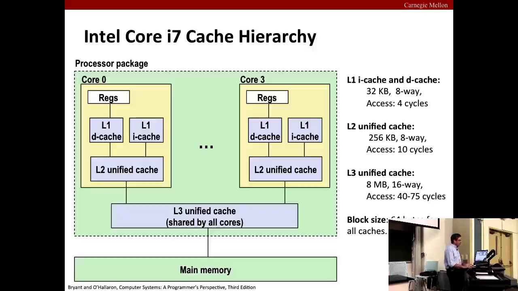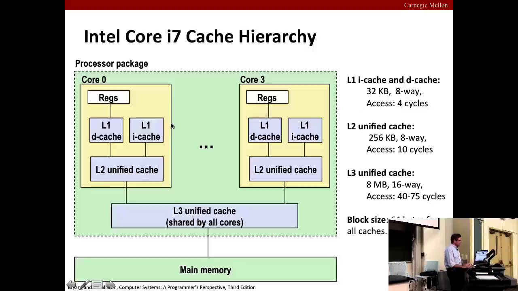And each processor core contains general purpose registers, so that's level 0 in the cache. And then 2 different kinds of L1 caches: the data cache, the L1D cache, and the I cache, which is the instruction cache. And these are fairly small, 32 kbytes. They're 8-way associative, and they can be accessed in a small number of cycles.